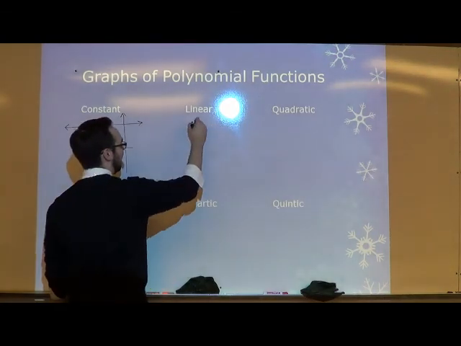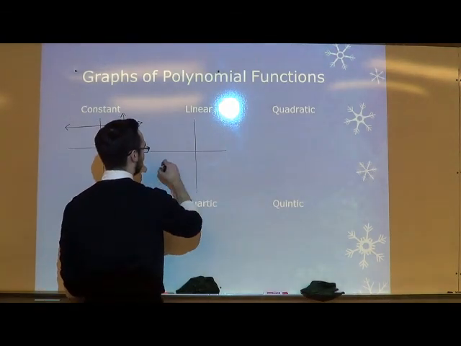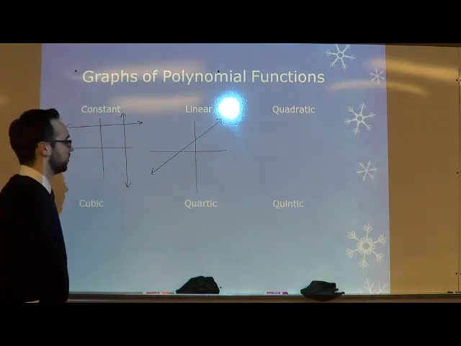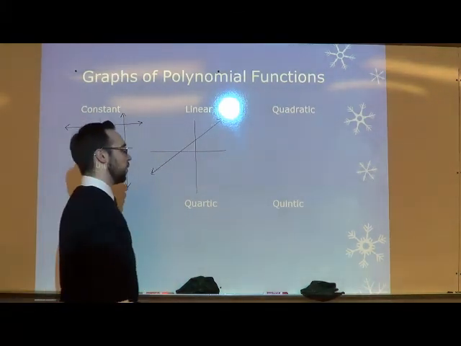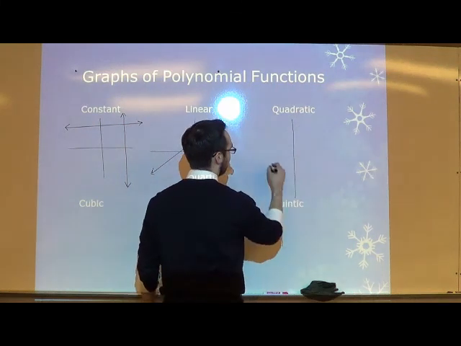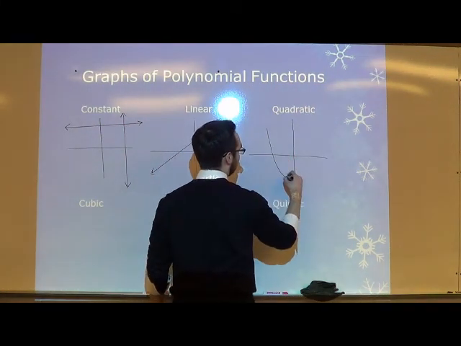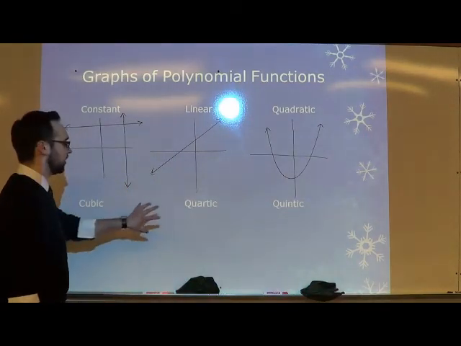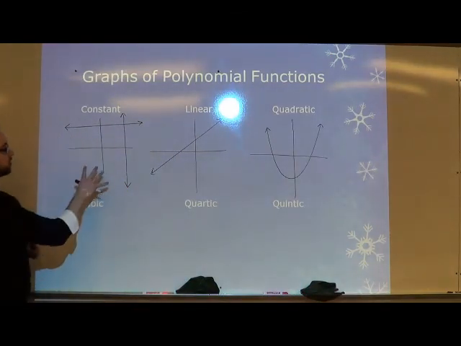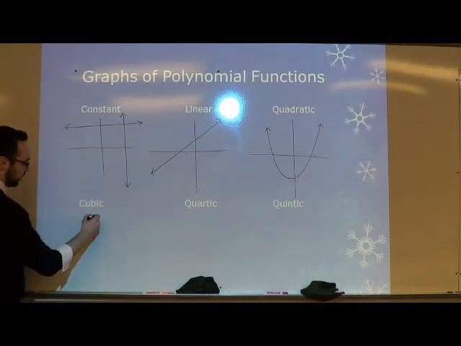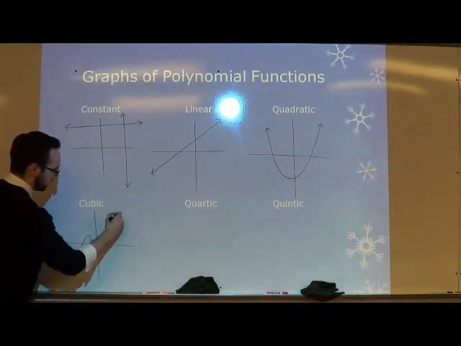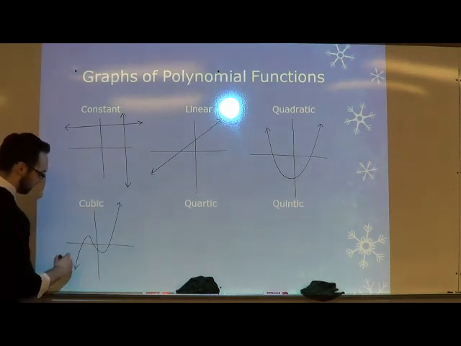Linear is going to be a diagonal line of some kind. So if I have my graph, I have this as my function. Quadratic, we know, we just spent a whole chapter on this. It's going to be a parabola in shape. Now this is where we're starting to get into ones where we haven't done them so much. So constant, linear, and quadratic we should know. Cubic looks something like this, or some variety of that.